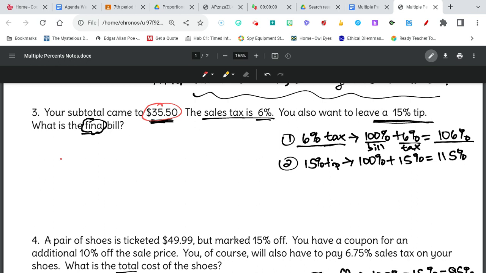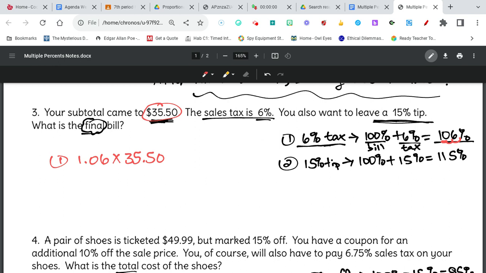$35.50. I'm going to change it to a decimal by moving it 2 places to the left. So I have to pay 1.06 or 106% of that $35.50. I just changed my percent to a decimal so I can work with it. So let's figure out what 106% of $35.50 is.